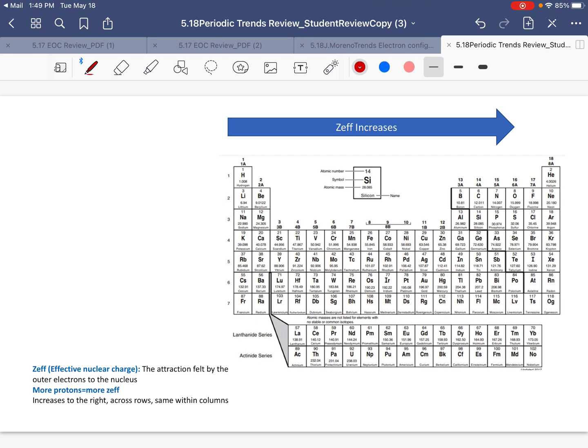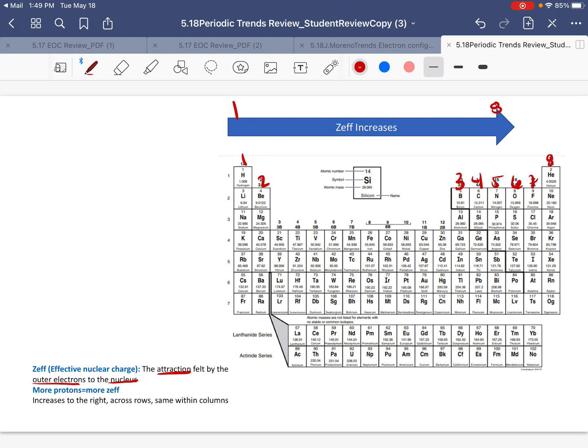You have Zeff, which is effective nuclear charge. Effective nuclear charge is the attraction felt from the outer electrons to the nucleus. It increases by the group, and groups are very important. Effective nuclear charge goes from 1 to 8. I'm sure you can make the connection that it is weakest in group 1 and strongest in group 8.